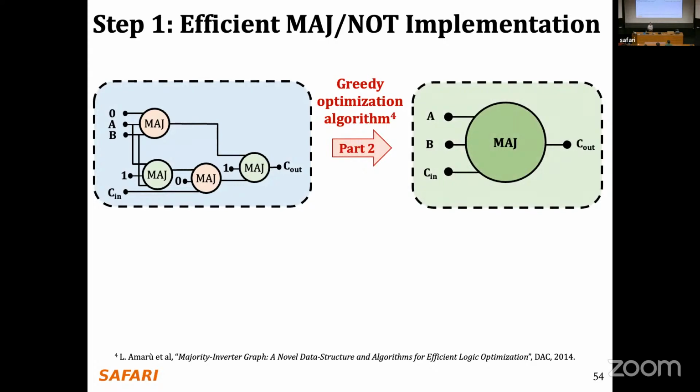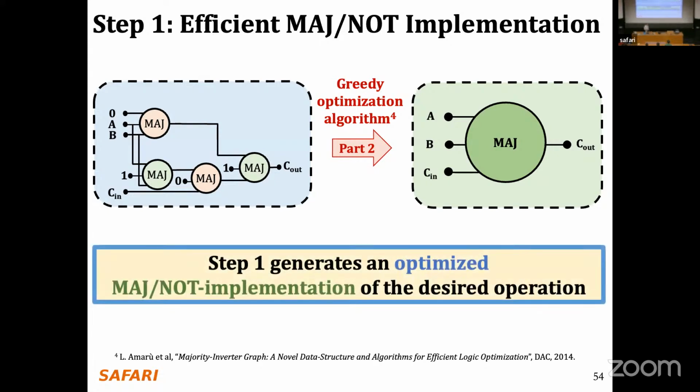So in this case, for example, we can reduce the circuit from 4 majority gates into 1 single majority gate. This means that instead of having to issue 4 times the sequence of triple row activations to DRAM, I only need to issue one. So the latency is quite reduced. So the first step in the SimDRAM framework is going to generate this optimized majority-NOT implementation of the desired operation.